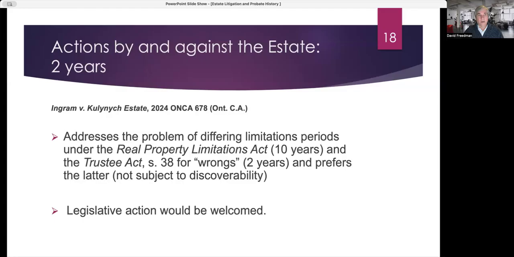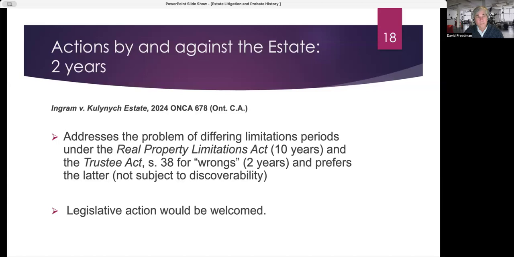What do you do, however, when you have a limitation period that arises by one of the other 2 statutes, which is the 10-year limitation period in the Real Property Limitations Act, or the 2-year limitation period under the Trustee Act? And the 2-year period under the Trustee Act does not admit of reasonable discoverability. Fraudulent concealment is a little bit different, and there are some opportunities, even where there isn't reasonable discoverability, to use fraud or fraudulent concealment. But that's a different topic, I suppose.